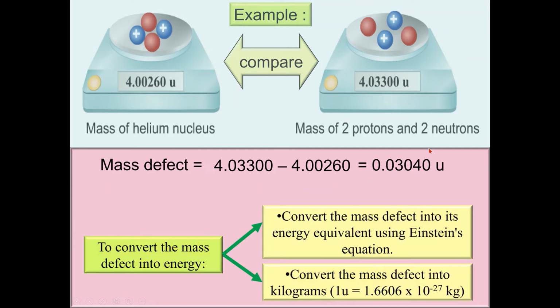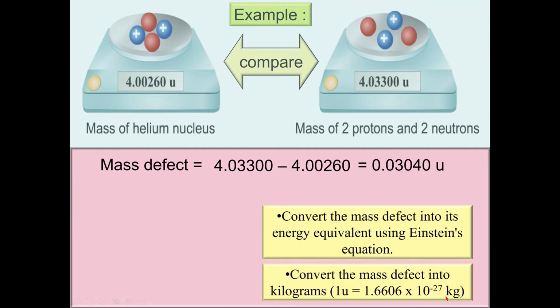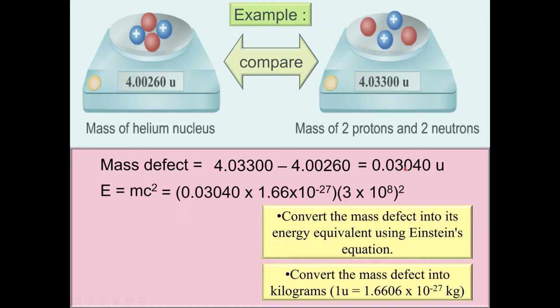Okay, to convert this mass defect into energy, we use Einstein's equation, E equals mc squared, and don't forget to convert the mass into kilograms. So 1 U is equal to 1.66 times 10 to the power of negative 27 kilogram. So from the equation here, 0.03040 U converted to kilograms, multiplied by 1.66 times 10 to the power of negative 27, then this is the speed of light, squared. So we get 4.54 times 10 to the power of negative 12 joule.